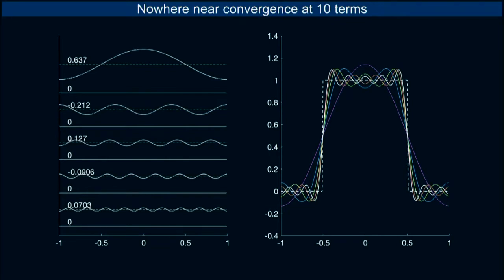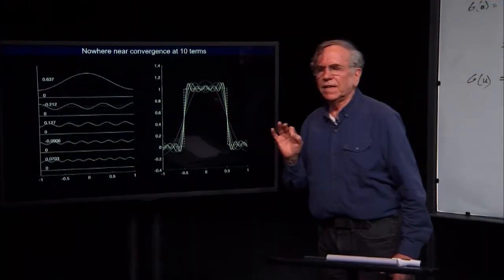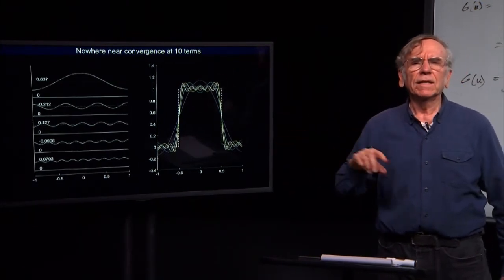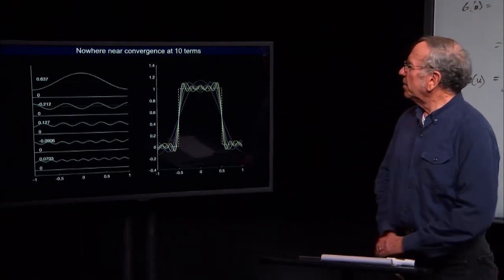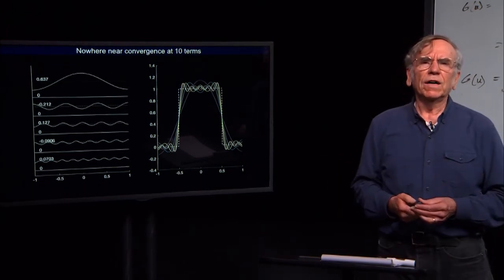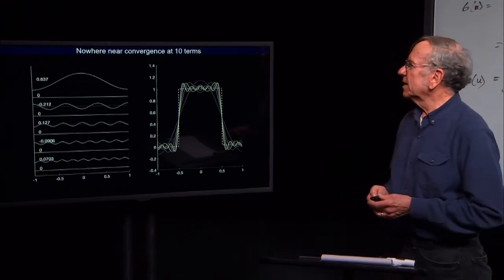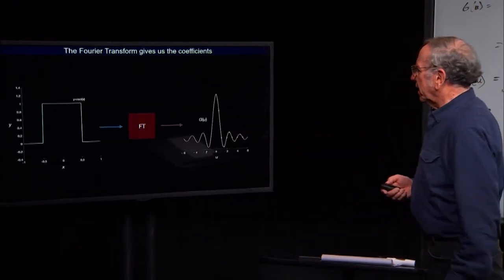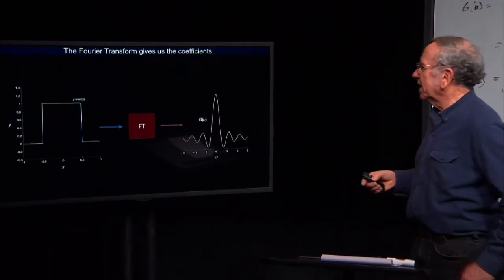This is a problem because we're trying to approximate a function that has a discontinuity here by the sum of very smooth continuous sine or cosine functions. And that intuitively is why the approximation is not so good. Now, if we do the Fourier transform, we can see why we have this funny problem.